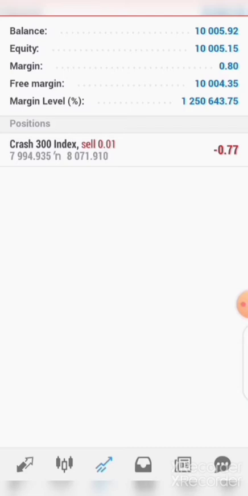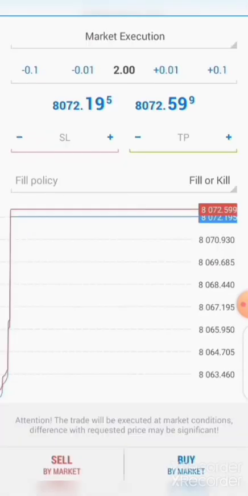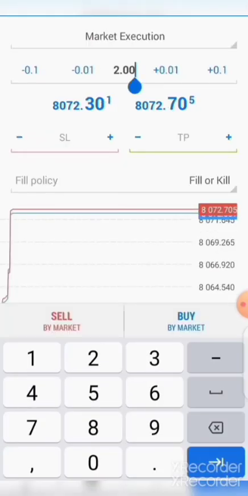Now, what do you do in this kind of situation if you have like a $10 account? See what you do. I'll still enter another sell here right now. The minimum lot size for this Crash 300, I think, is 0.05, right? So instead of using this 0.05, I'll make it 6, then I say sell.